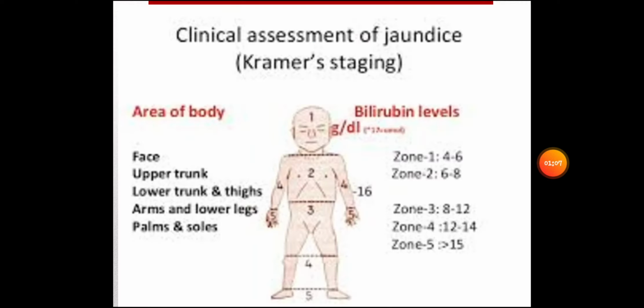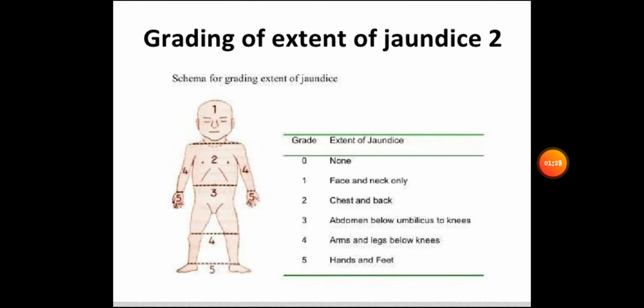The other one is this, which basically says that zone 3 is 8 to 12 milligrams per deciliter, zone 4 is 12 to 14 milligrams per deciliter, and zone 5 is greater than 15 milligrams per deciliter. So different textbooks have this variation. So if you just look at the diagram, it's basically a schema for grading the extent of jaundice.